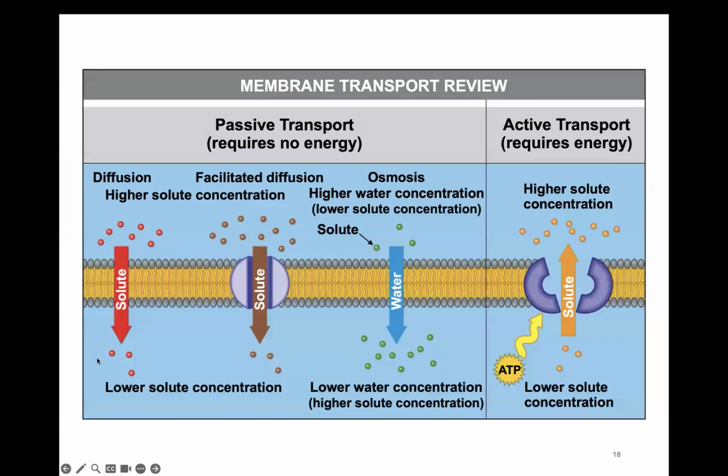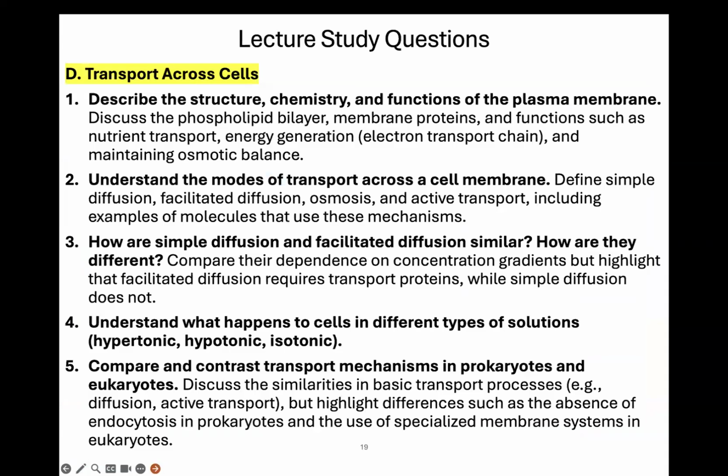We covered passive transport, which doesn't require energy, no ATP, and that's because we're moving things from high to low concentration. We covered active transport, which requires energy, requires ATP, and that's because you're moving things from low to high concentration. So here are some lecture questions that I'd like you to understand after this. So I hope that after this, you're able to understand the structure and chemistry of plasma membranes.